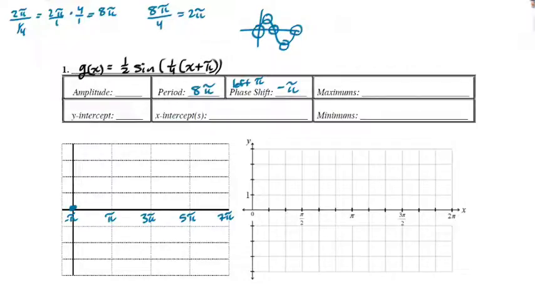Oh, snap, I almost forgot. Do we have a vertical shift? No, so that means this midline is at 0. We don't have to change it. Now, what is our amplitude? It is positive 1/2. So that means because our amplitude is positive 1/2, we don't have to switch our max and our min. If it was negative, then we would go down to a minimum first and then maximum after that.